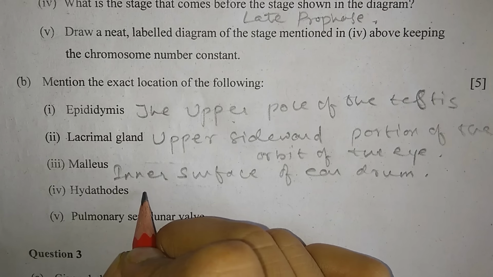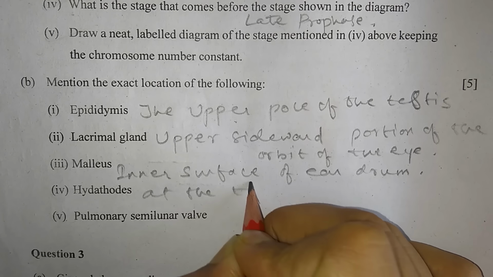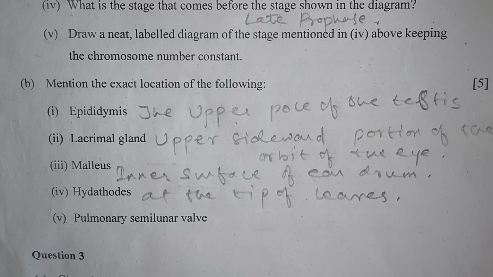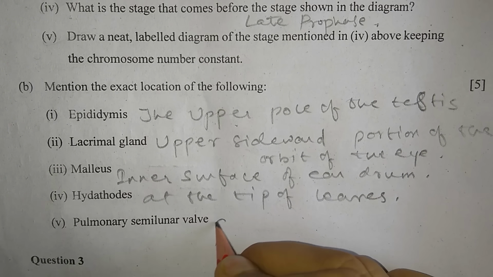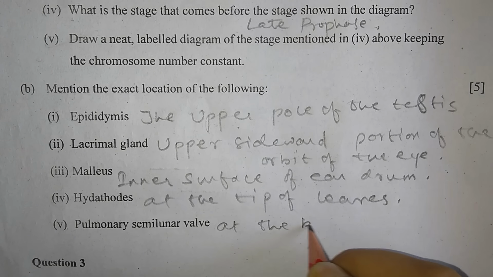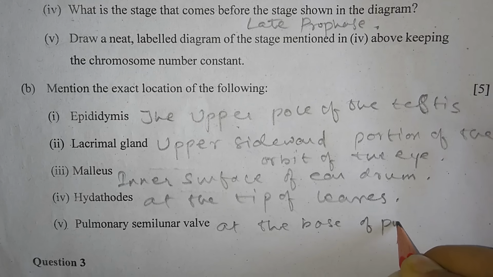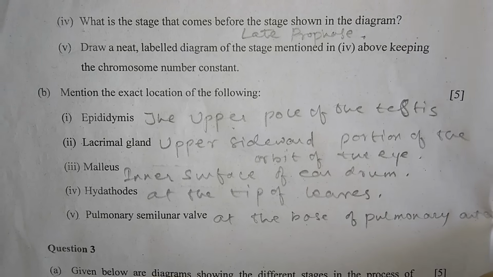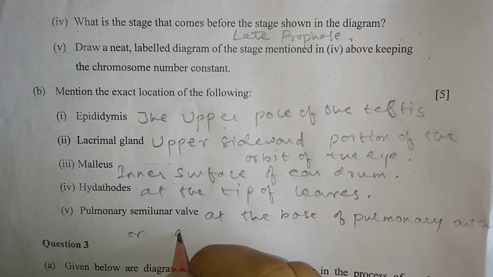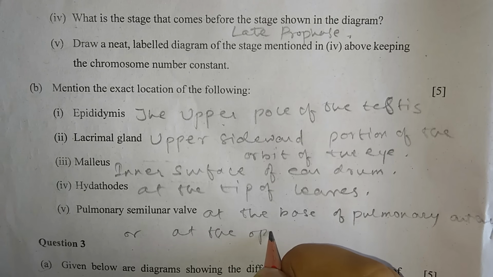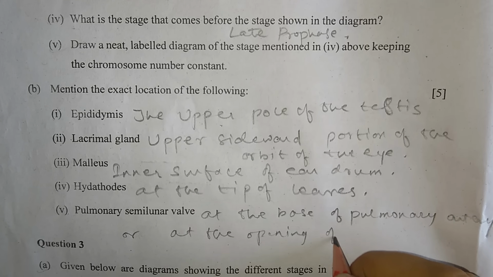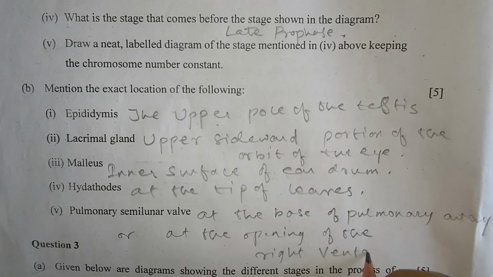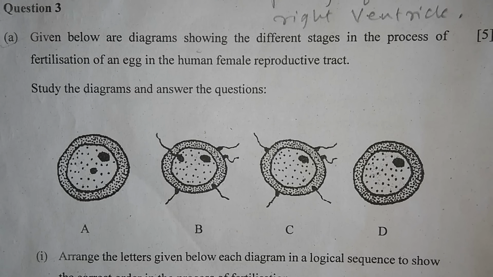Number 4 is hydathodes. They are located at the tip of leaves. Number 5 is pulmonary semilunar valve. It is located at the base of pulmonary artery, or you can write at the opening of the right ventricle.